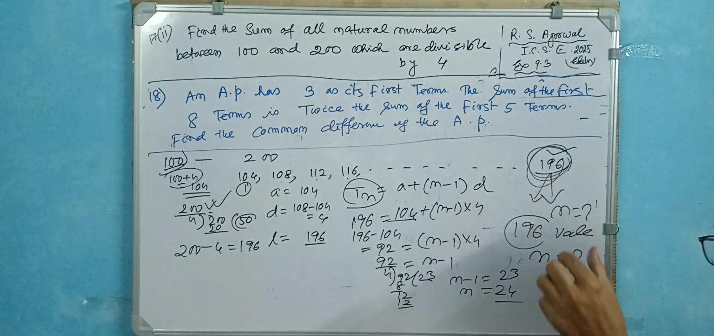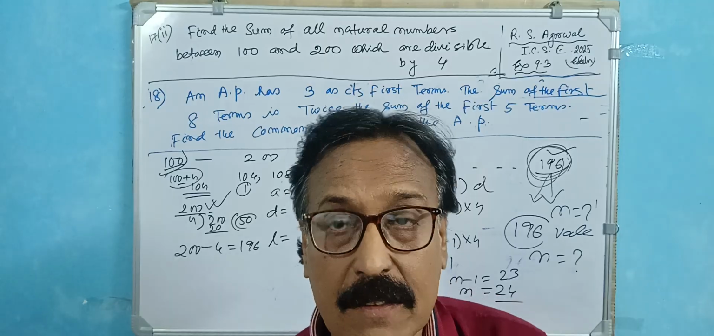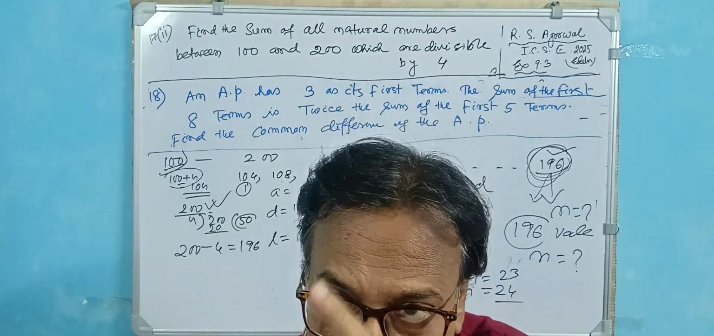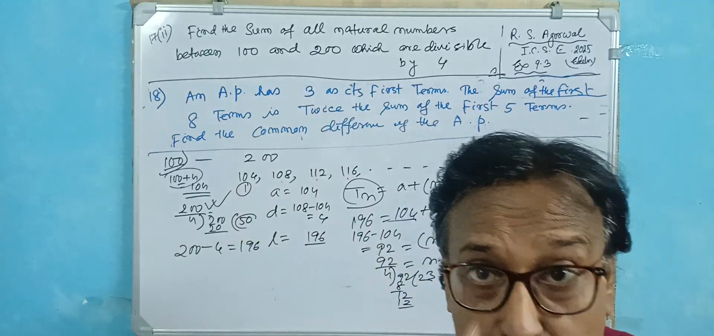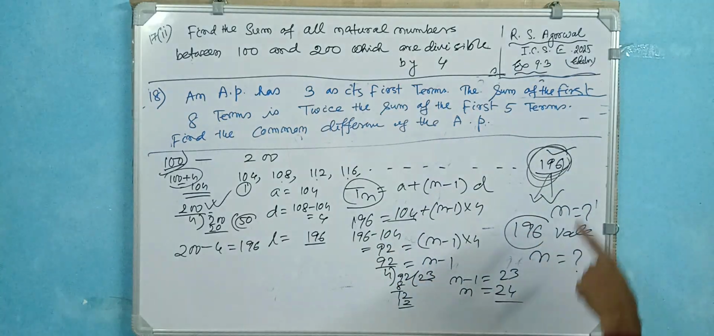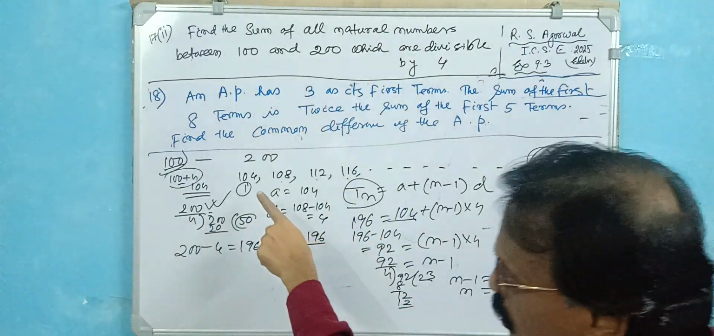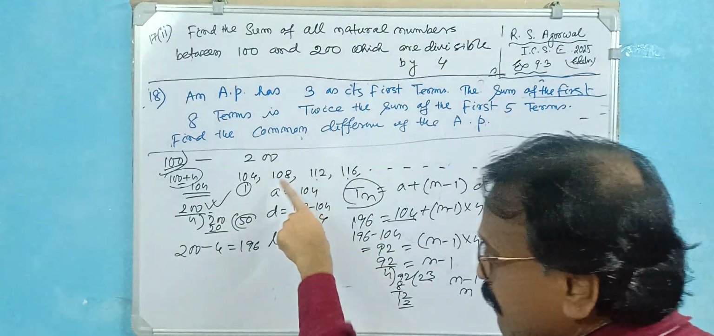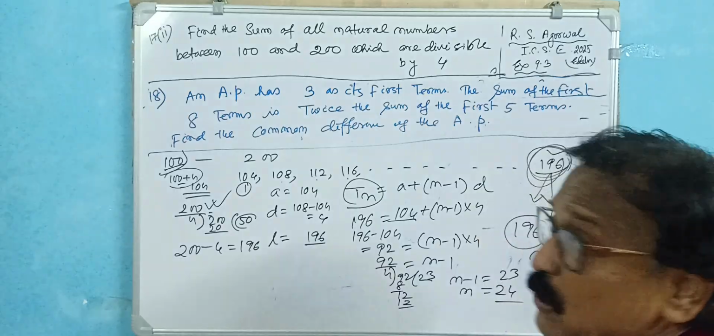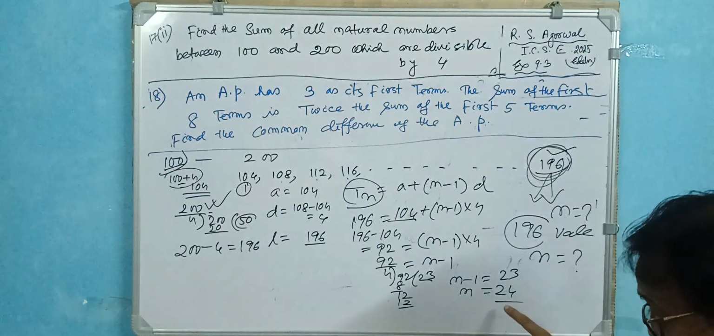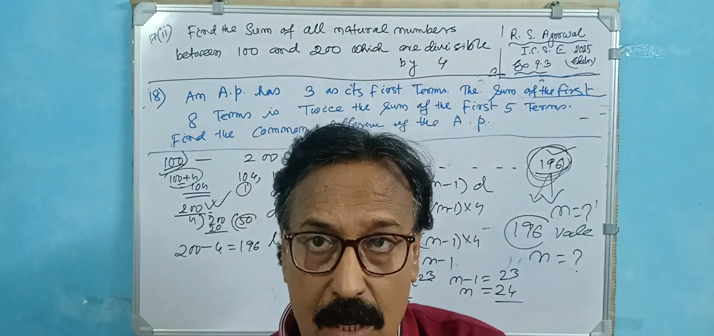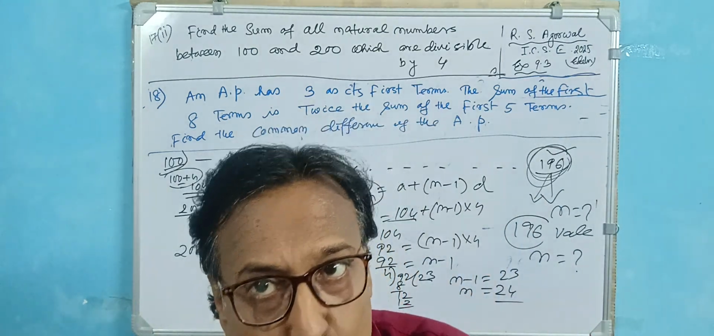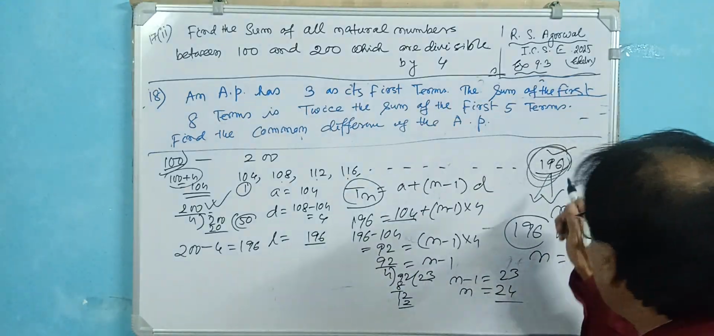That means 196 is the value of the last term, and the number of the last term is 24. That means the first term is 104, the second term is 108, the third term is 112, and so the 24th term is 196. The value of the 24th term is 196.